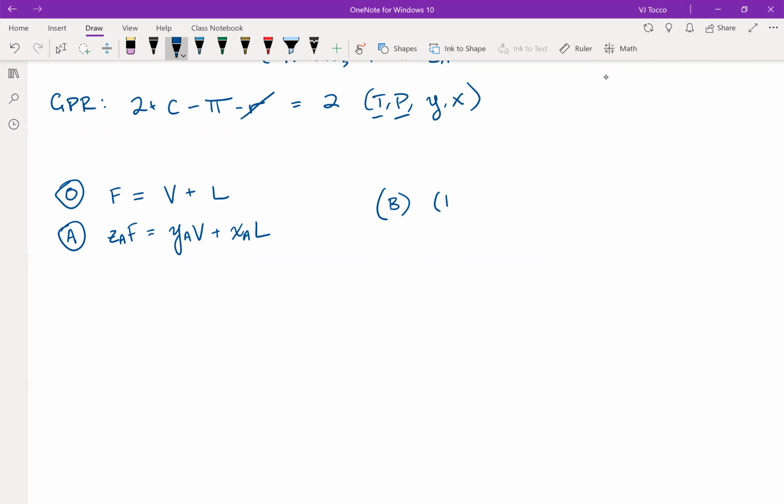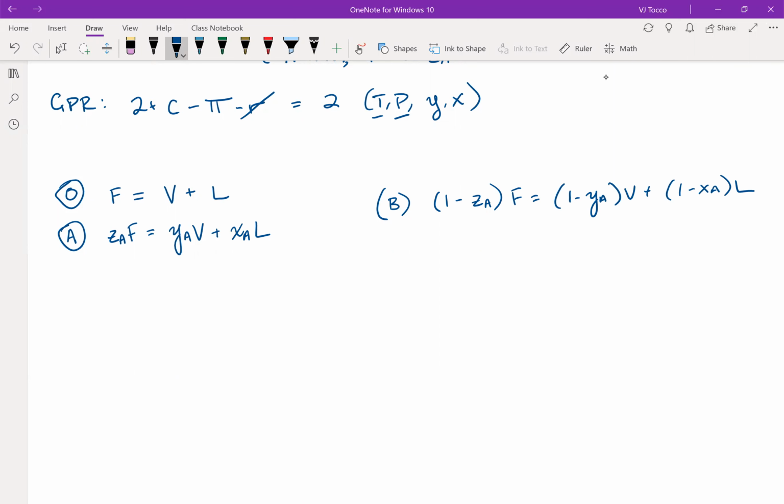And typically the overall and the component A balance are the easiest. So I'm writing this on component B, so instead of writing ZB, I'm going to write 1 minus ZA, because that is ZB, times F is equal to 1 minus YA times V plus 1 minus XA times L. And we'll only use that if we need it or if it's somehow easier to solve for than the others. But just by looking at it, you can tell that it's a little bit longer and therefore more difficult to solve.